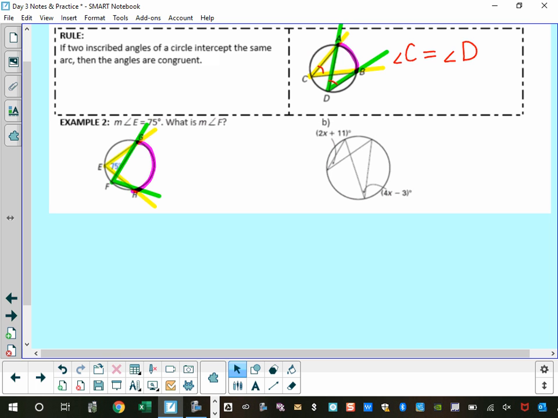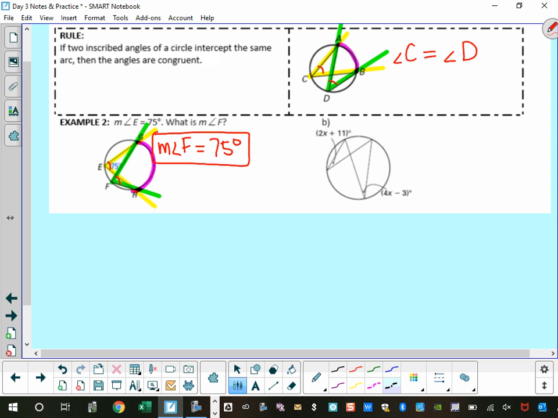Guys, yes or no? Are you confused or are you just being silent? Because if you don't understand, you need to say something. Do you guys see that this arc GH is the same for the yellow angle and the green angle? Yes. All right, so because you can see that, these 2 angles are going to be congruent. So if E is 75 degrees, what is the measure of angle F? 75 degrees. This is not the lesson to sleep through. There's a lot jam-packed into inscribed angles.